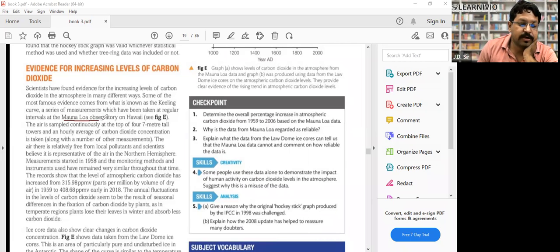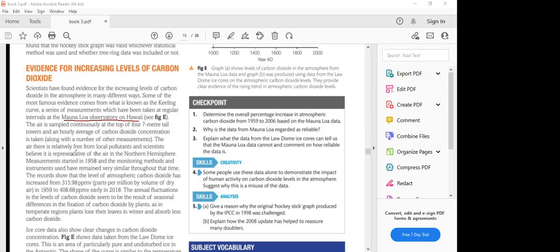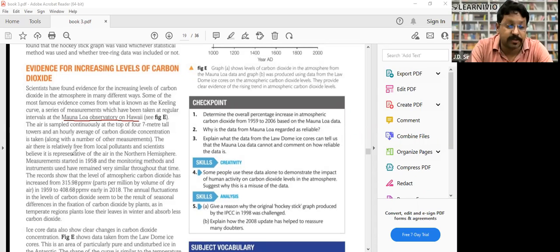This is the observatory present on Hawaii Island to measure different types of climatic changes, right? Mauna Loa Observatory in Hawaii. The air is sampled continuously at the top of a 7-meter tall tower and an hourly average of carbon dioxide concentration is taken. With the help of this technique, we came to know that global warming is happening, and we have already discussed this point. Affaf, do you remember that global warming we checked from this technique by collecting the carbon dioxide concentration?